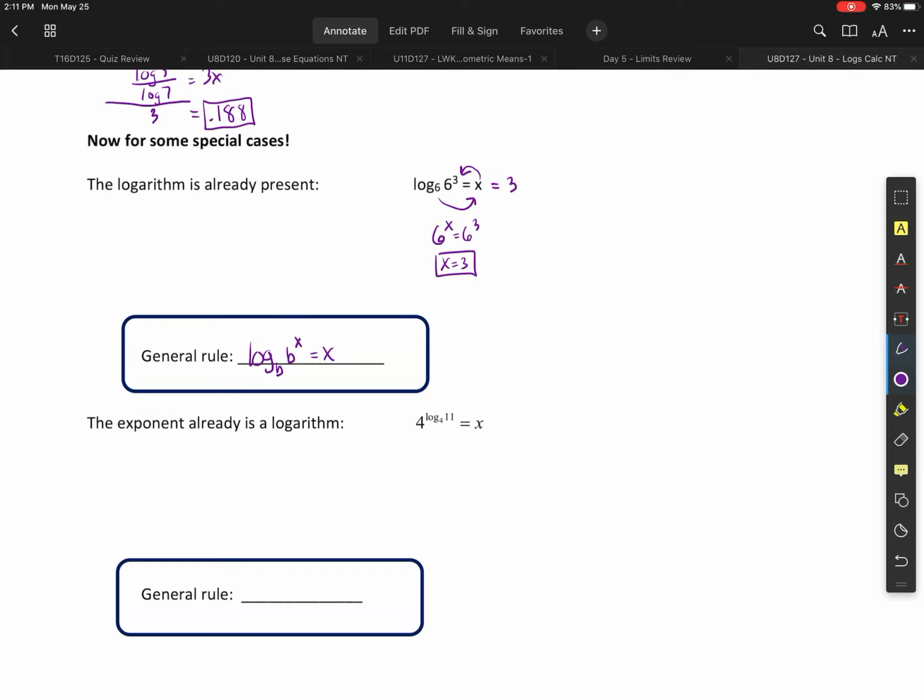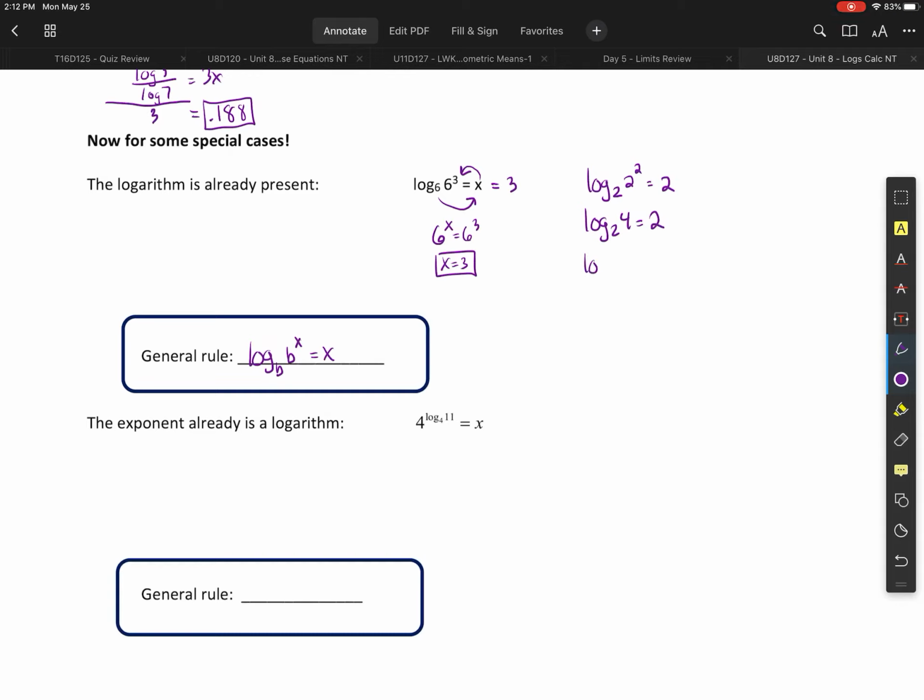Now, I don't want you to do that in the future. I want you to pick up on this rule. So, what we have is log base 2 of 2 squared equals 2. What this is really is log base 2 of 4, which equals 2. Because the question is, 2 to what power is 4?